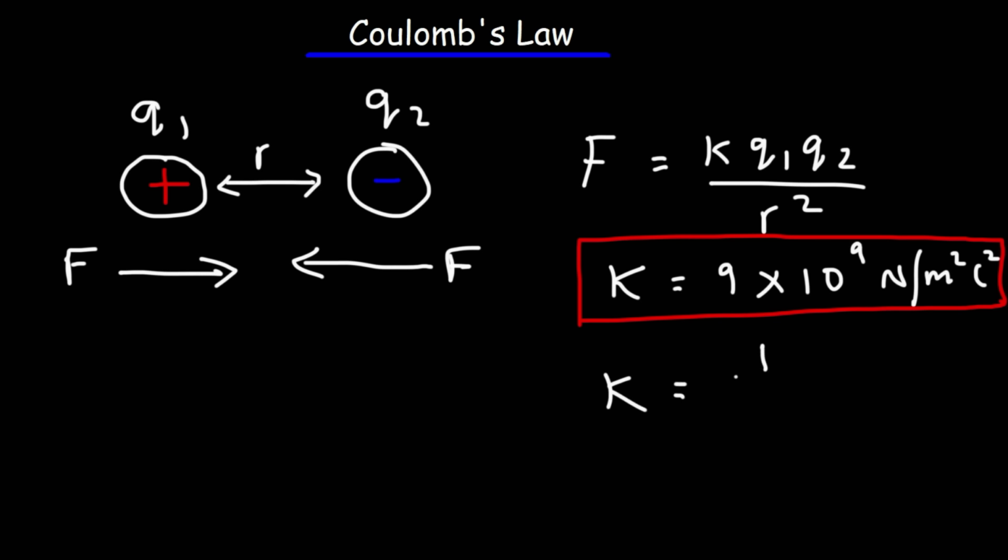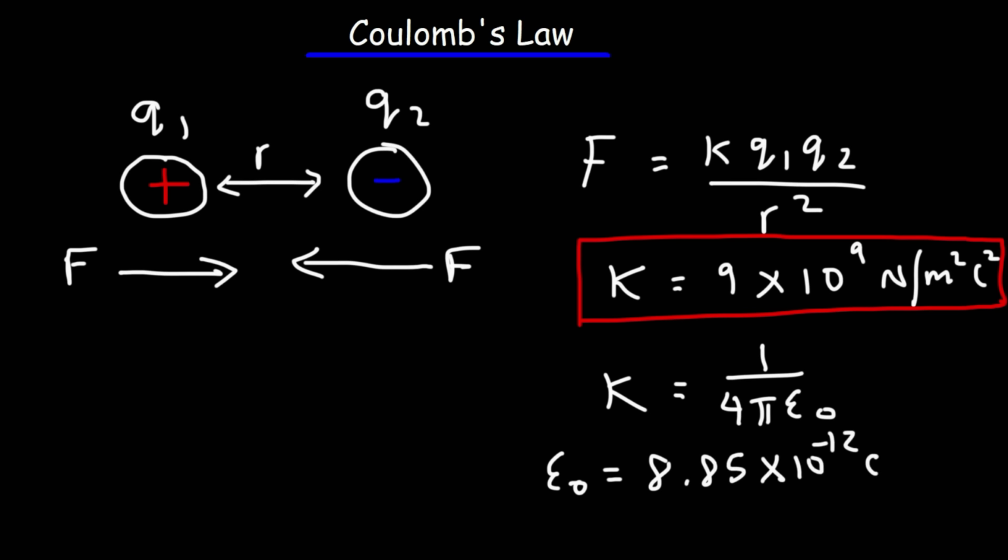Now this proportionality constant is also equal to 1 over 4 pi times epsilon naught. And epsilon naught in this situation is equal to 8.85 times 10 to the negative 12 coulombs squared over newtons times square meters. So this is the permittivity of free space. Now, when solving problems associated with Coulomb's law, K is the value that you're going to use most often.